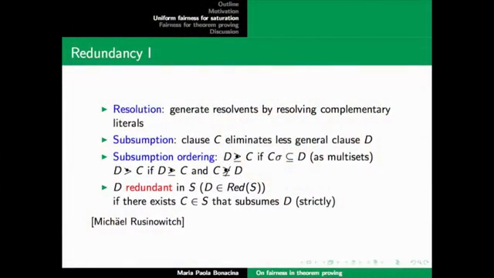So let's see a first notion of redundancy. Assume to have resolution and subsumption, two well-known inference rules. Then we can say that a clause is redundant if it can be subsumed. I assume we all know what is subsumption. A clause C can subsume a clause D if D is less general, which formally means that there exists a substitution sigma such that C sigma is a subset of D, where the clauses are seen as multisets. And then we can say that the subsumed clause is redundant.